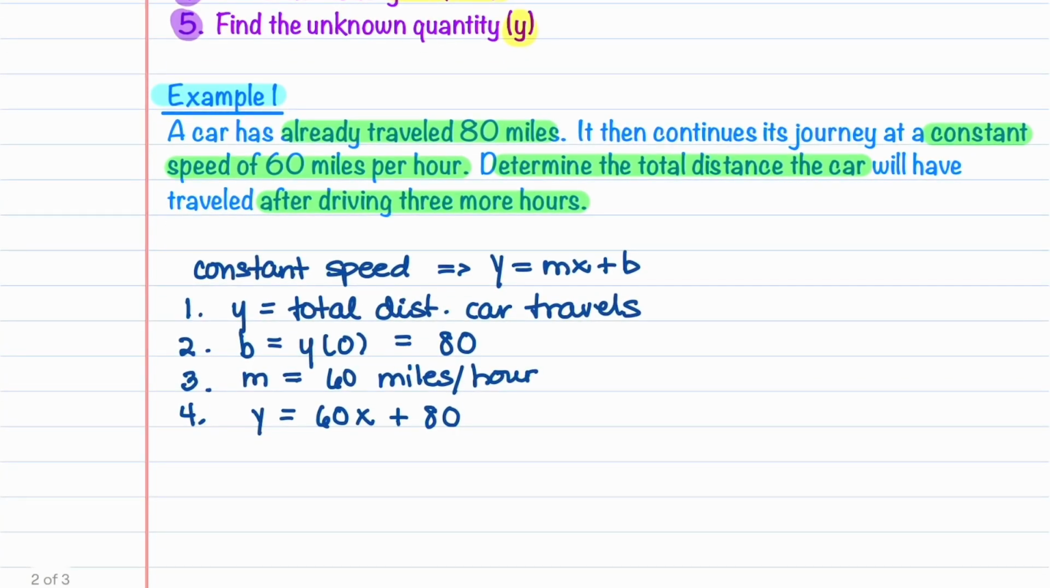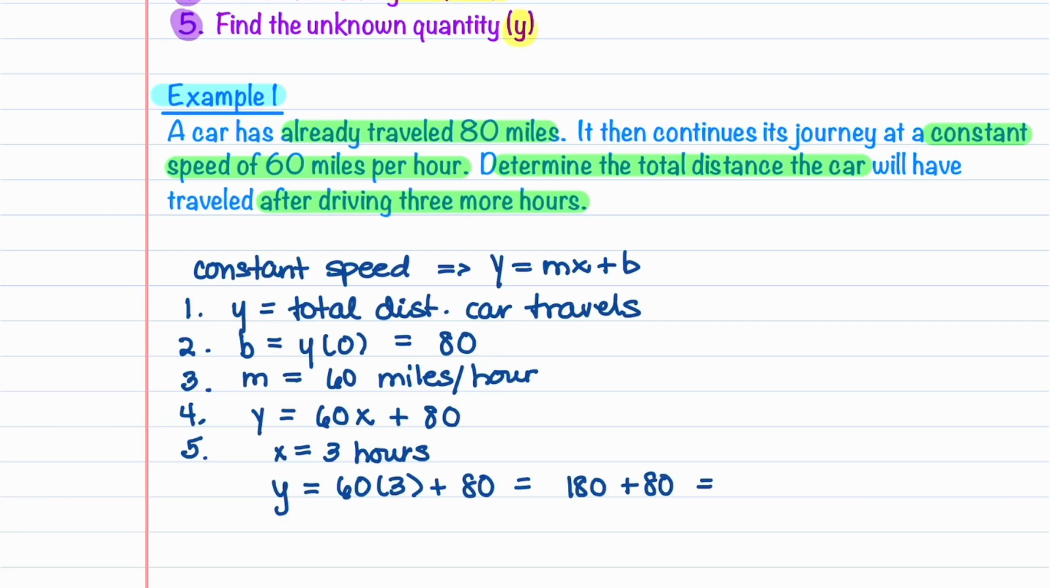And then our last step is to find the unknown quantity. In this problem, we want to find our total distance after driving 3 more hours. So that means that x is going to be equal to 3 hours. Let's plug that in. So we have y is equal to 60 times 3 plus 80. And this gives us 180 plus 80, which is equal to 260. And let's go ahead and put units with this. It's 260 miles.